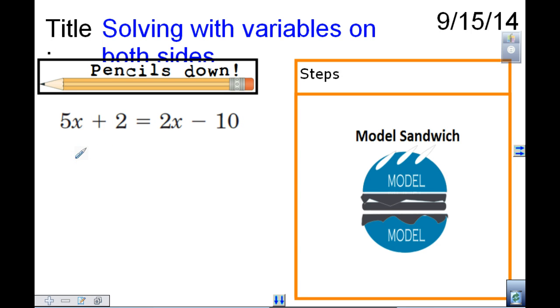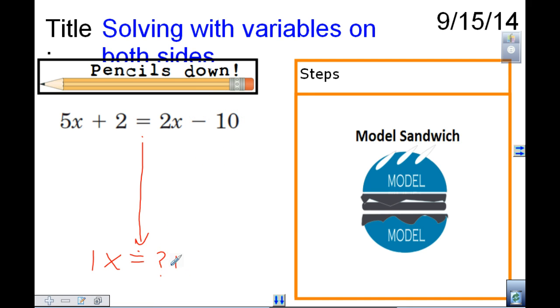All right, so in general, if thinking ahead, where do we want to end up on all equations? It's usually this: x equals something, 1x. Right now we have 5x plus 2 on the left, and on the right we have 2x minus 10.